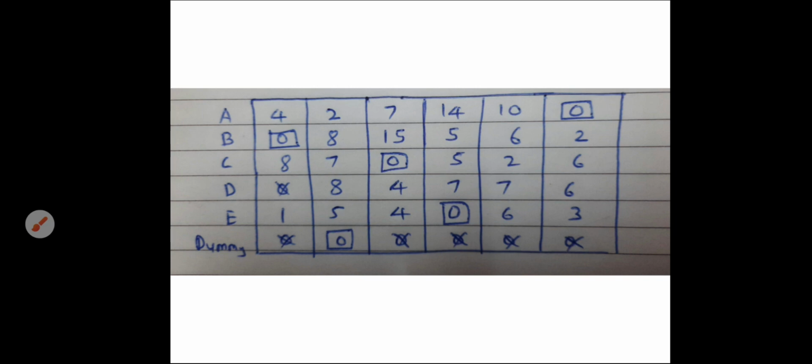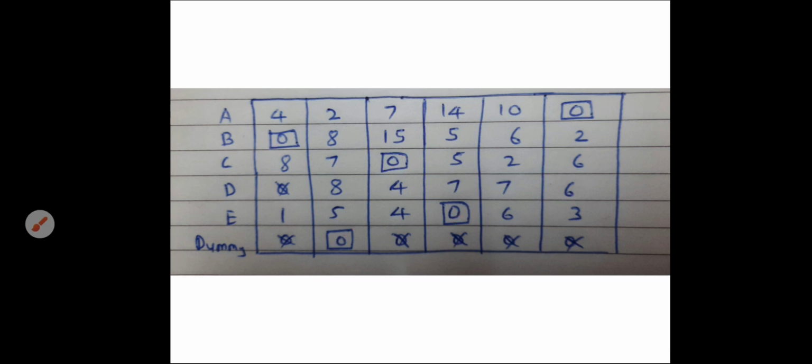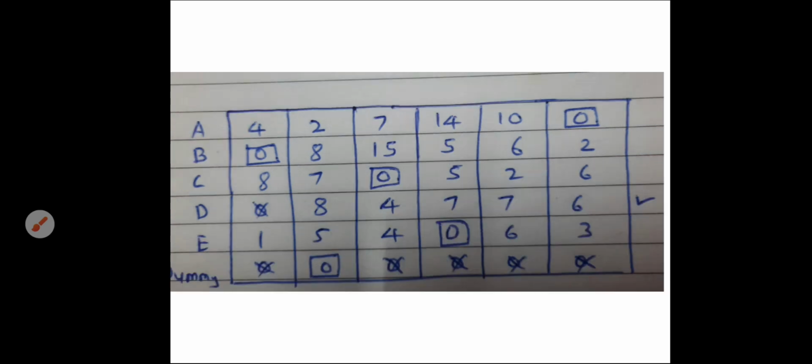So total how many assignments are there? Total assignments are 1, 2, 3, 4 and 5 assignments. And how many rows and columns are there? 6 rows and columns. Means it is not an optimum solution. Okay, now we'll go for iteration.